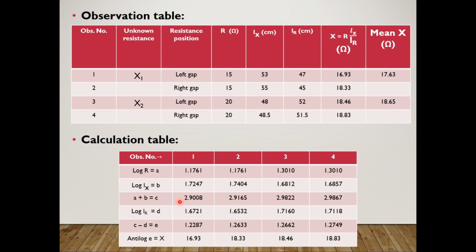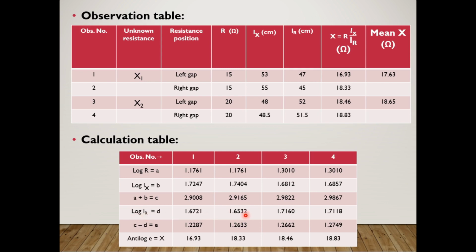In this row we have to write the addition of these two rows. We get 2.9008. For the second observation we get 2.9165. For the third observation we get 2.9822 and for the fourth observation we get 2.9867. Next row is log Lr equal to D.